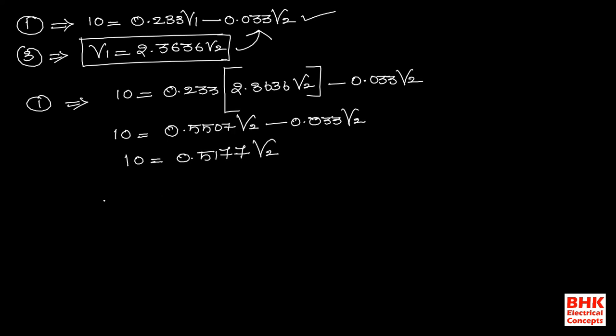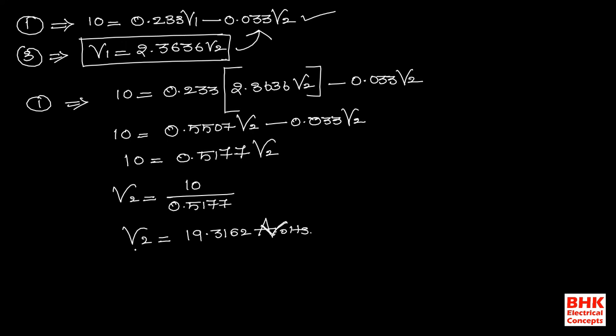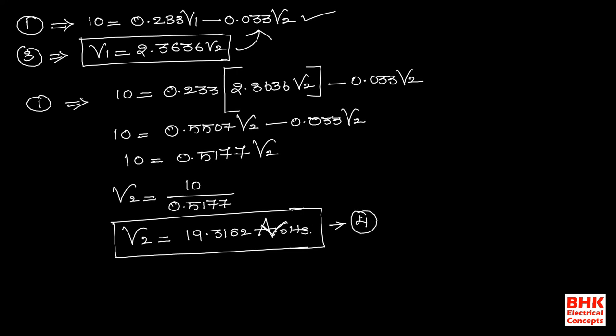It will give the value as 0.5177 into V2. Now from this we can write V2 is equal to 10 divided by 0.5177. Okay. Now if you simplify this one, 10 divided by 0.5177, it will give the value of V2 is equal to 19.3162 volts. Okay. Now finally we got the value of V2 is equal to 19.3162. Now assume this is equation number 4.